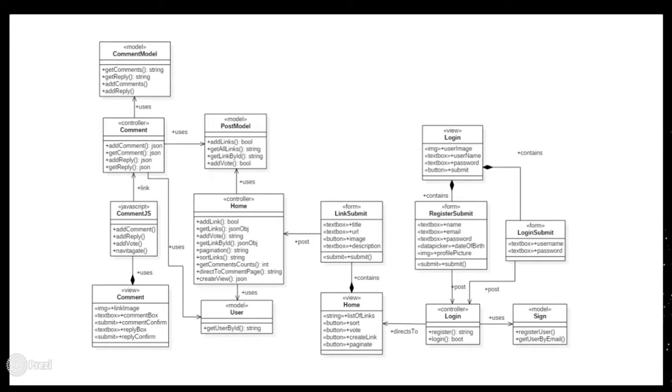Comment controller uses the comment model in order to deal with the database. All the comments and replies are going to be stored in the database via this model. This model holds the methods for features such as add comments, add replies, get comments, and finally get replies.